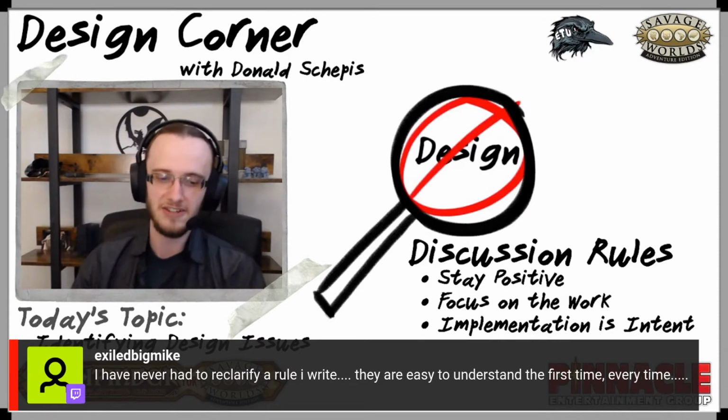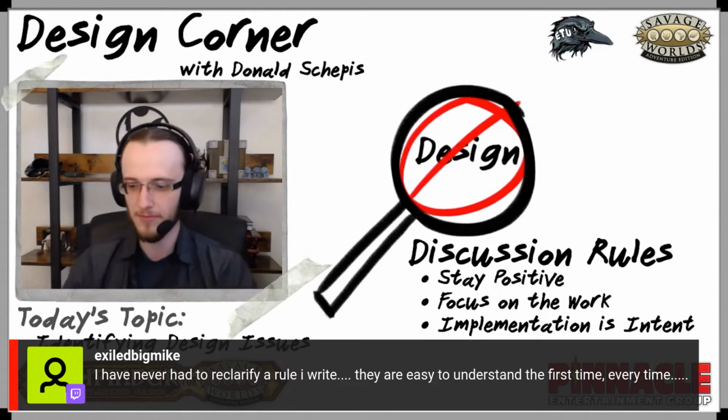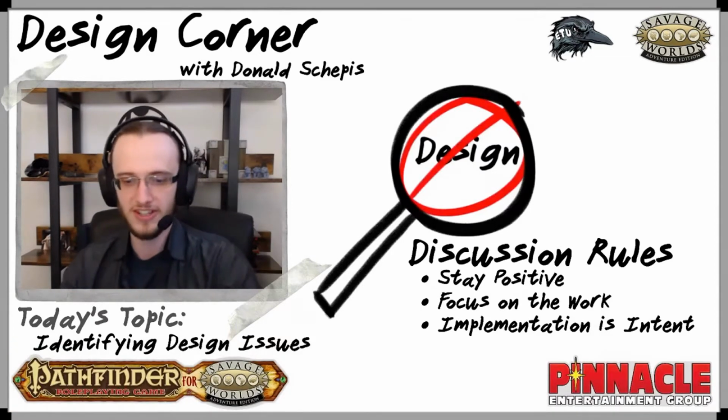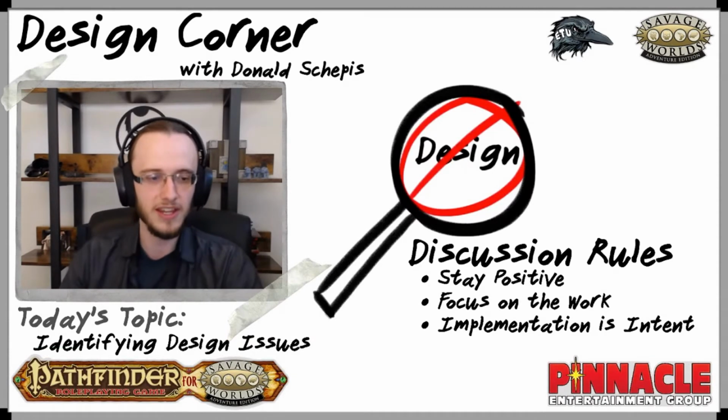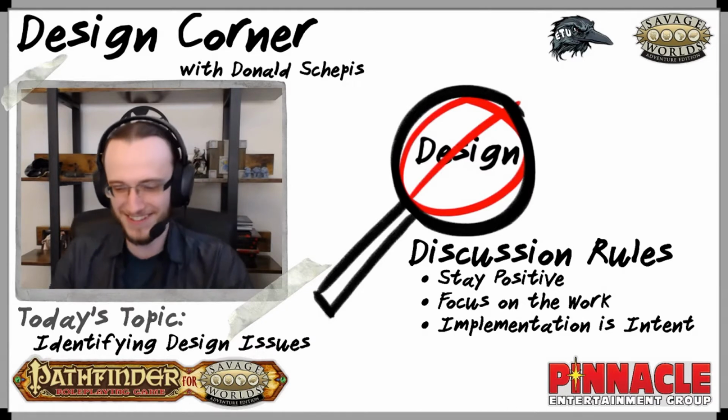And to share with everybody how Mike distracted me for a second time this stream, he said, I have never had to reclarify a rule I write. They're easy to understand the first time, every time. Mike should also follow that up with a message that says, one part of me always lies, the other part of me also always lies.